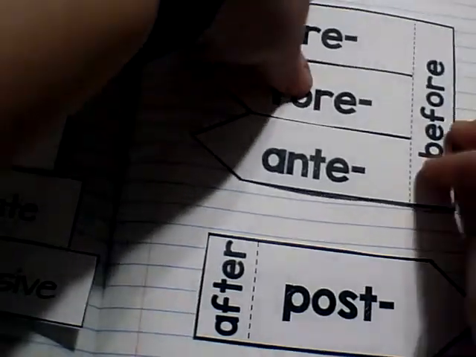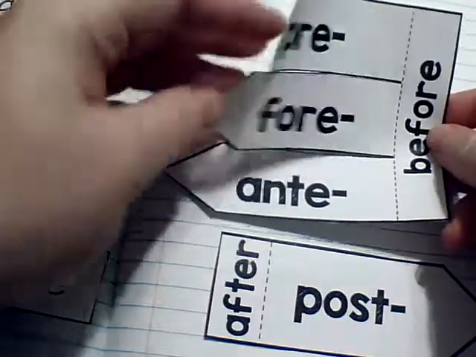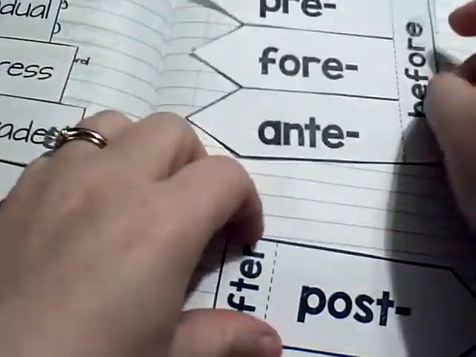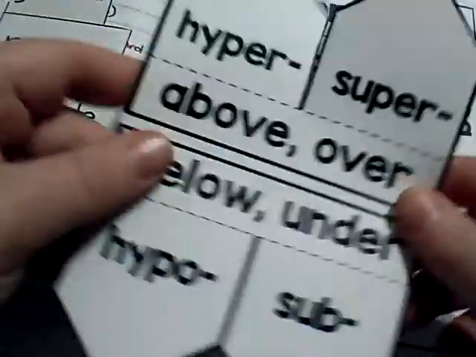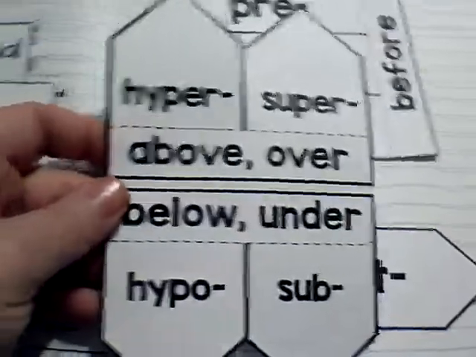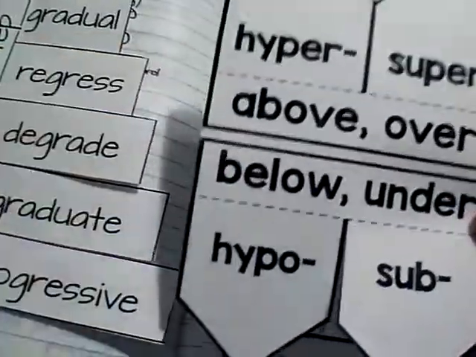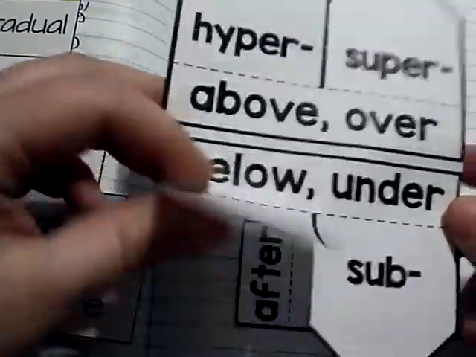This week we have two sets of words. We have words that mean before, like pre, for, and ante. So these are some roots. And then we have a word that means after, which is post. We also have words that mean above or over, which are hyper and super, and below or under, which is hypo. So hyper, hypo, and sub.